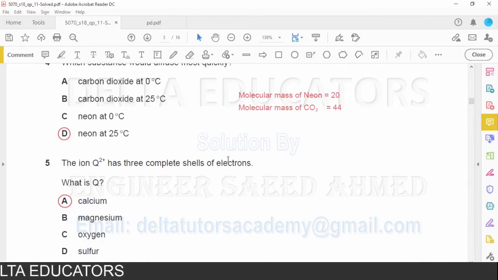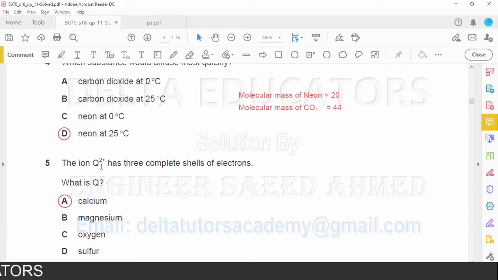Question number 5. The ion Q plus 2 has 3 complete shells of electrons. What is Q? Option A calcium, B magnesium, C oxygen, D sulfur. Our possible options are A and B. Why A and B? It is given here Q plus 2.